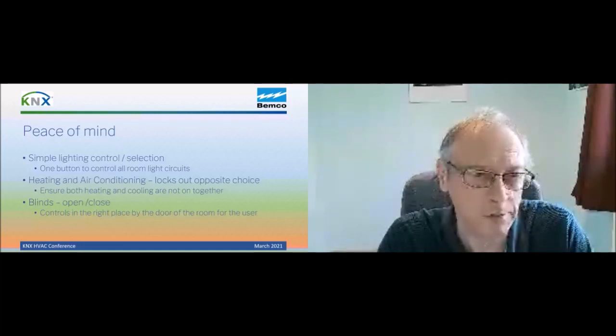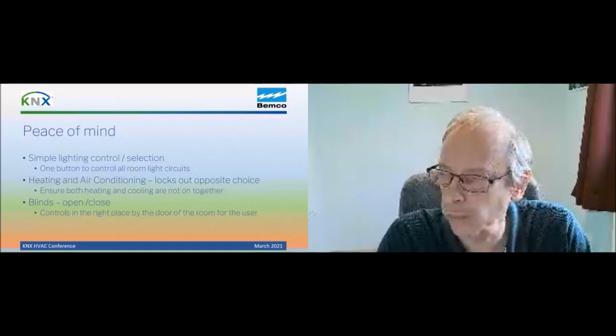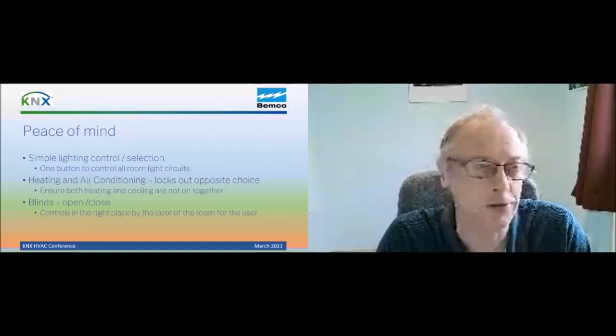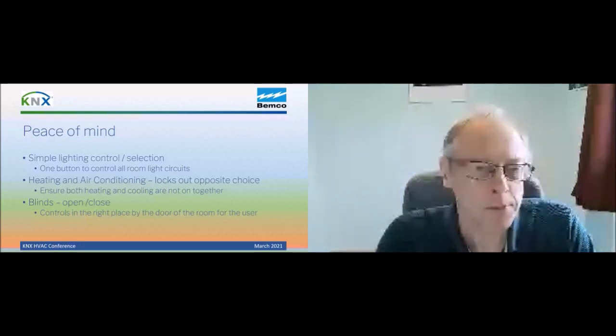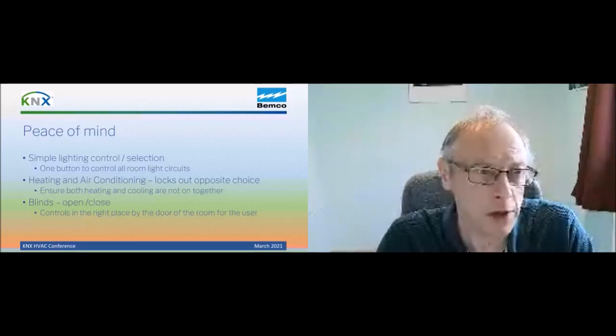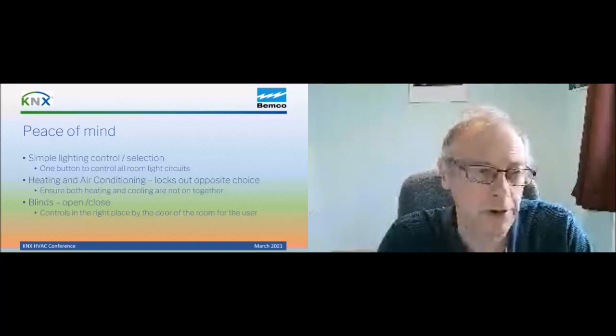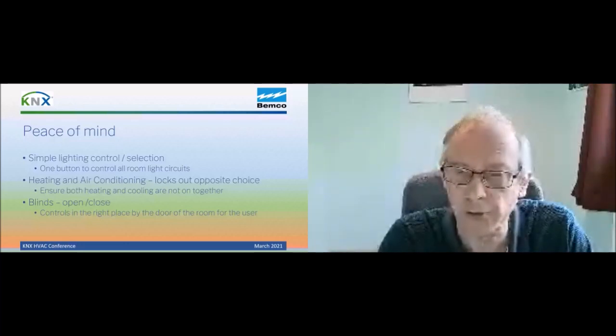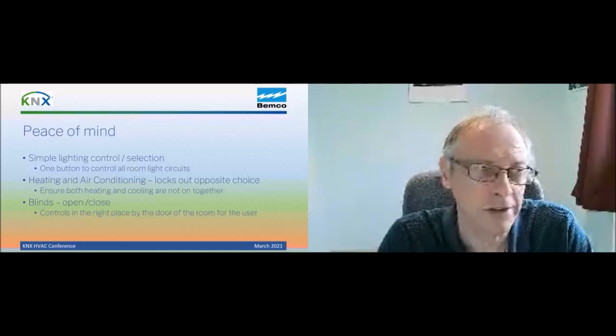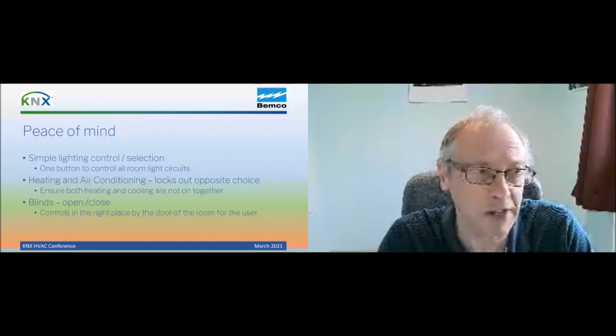So light control, one scene button to control the actual scenes themselves. And we want to know that the heating and the air conditioning aren't operating at the same time. So because we're controlling from one local room controller, we've got peace of mind that if the heating is on, the cooling is off, and if the cooling is on, the heating is off. So that is locked out within our room controller.